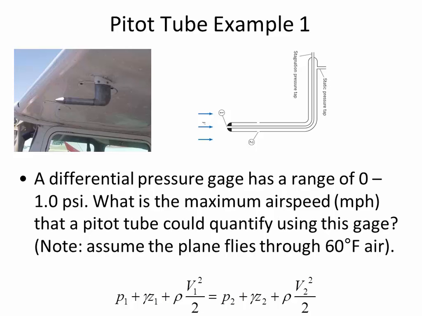So there are some airplanes that, before they stall, can fly as slow as 40 or 50 miles an hour. So you'd need to have a very sensitive pressure gauge to be able to convert an increase in pressure into a wind speed. Any questions about this first example?